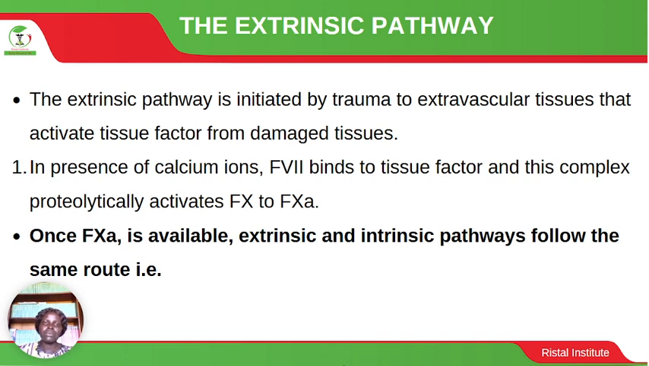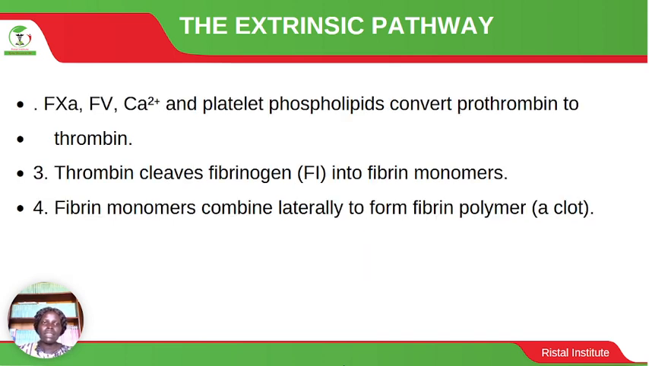That is, factor 10A, factor 5, then calcium ions and platelet phospholipids convert prothrombin to thrombin, like we had mentioned in the intrinsic pathway. Then the thrombin cleaves fibrinogen into fibrin monomers. Then fibrin monomers combine laterally to form fibrin polymer, which is now the clot. So you can see that after that, the pathway is the same.